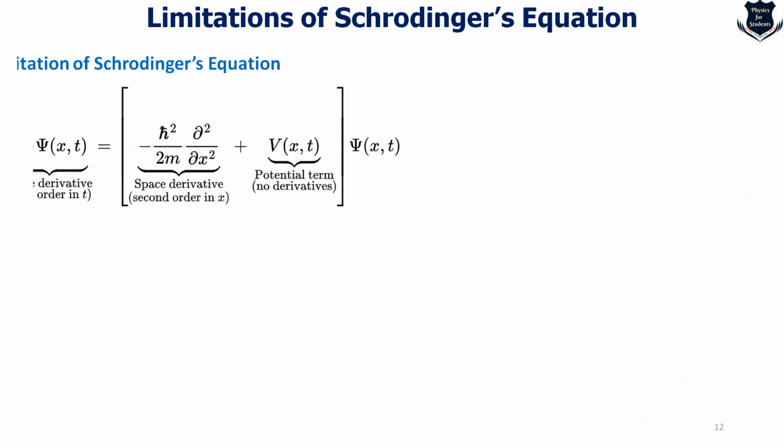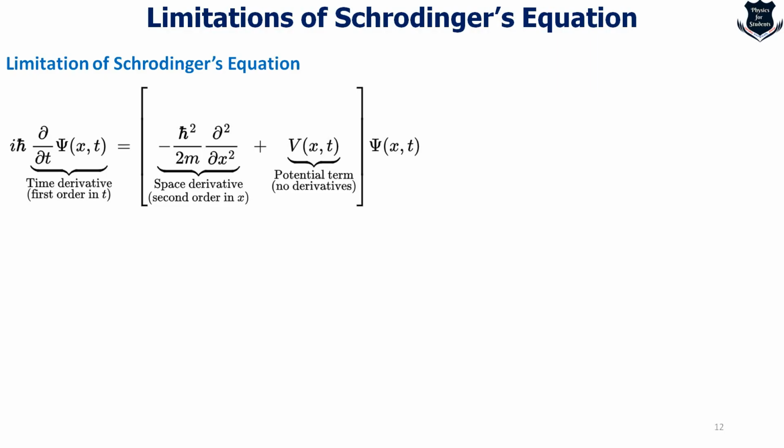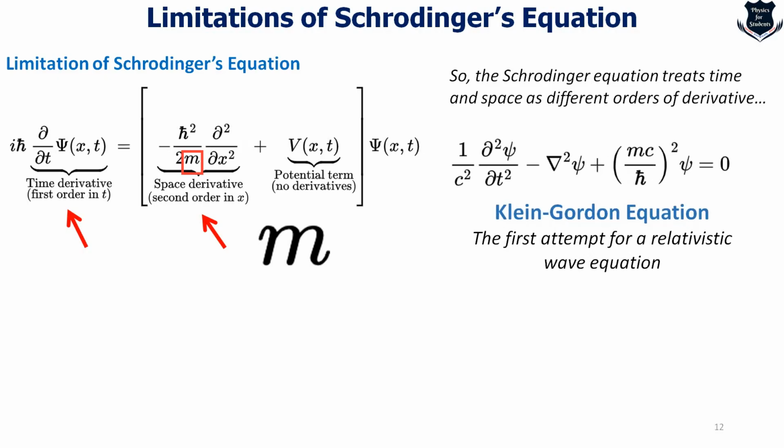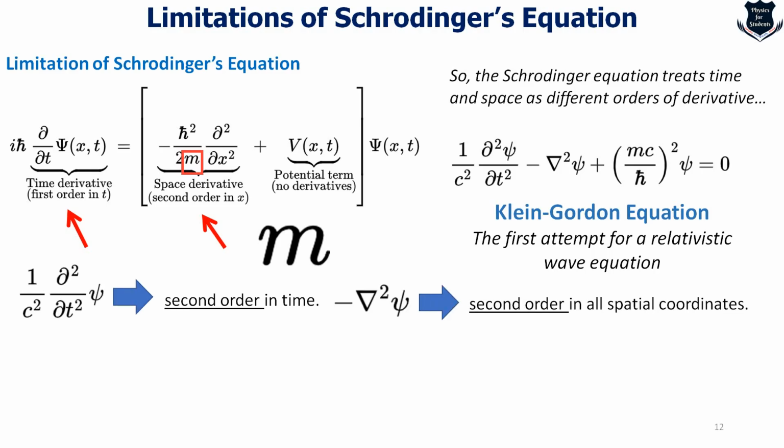So here are the limitations of Schrodinger's equation. You can see very clearly that the time derivative is first order and the space derivative is second order. That means time and space have not been taken on equal footing. Here m is the mass that we are talking about. The Schrodinger equation treats time and space differently, whereas the Klein Gordon equation is the first step of a relativistic equation, and here you can see the time is also a second order derivative and the space is also a second order derivative.